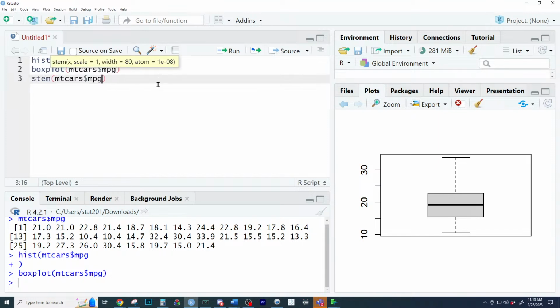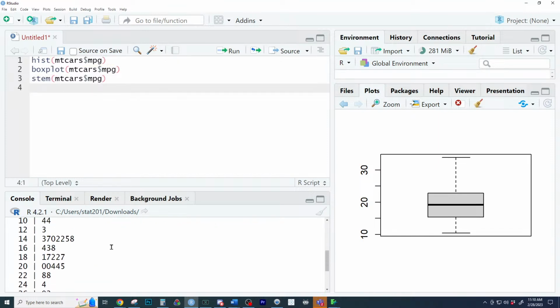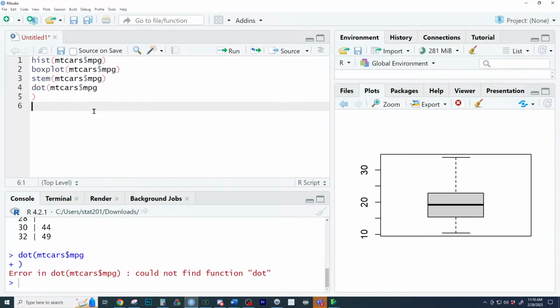Guess what we can do right here? But you can't guess what that's going to do. That's a stem and leaf right there of the same data. So all of these, can we do a dot plot? No, it doesn't know dot plot. Let me see if there's a dot plot in R.